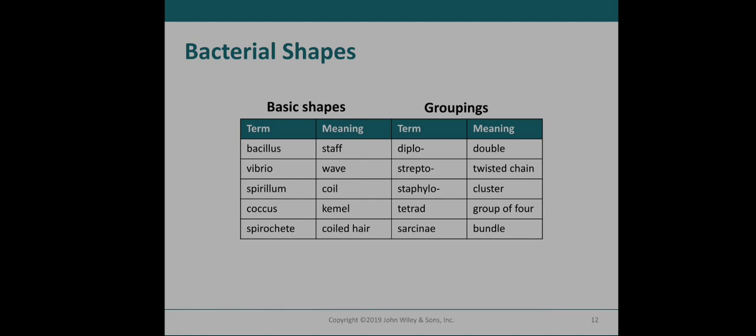Then there are other terms based on groupings, when we look at multiple bacteria in groups. You have diplo, which means double, so two bacteria connected to one another. We have strepto, they form a twisted chain. Staphylo, they form a cluster. Tetra, they form groups of four, or sarcinae, which form a three-dimensional bundle.